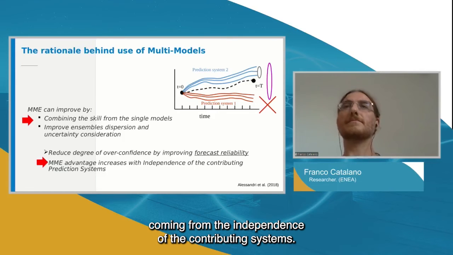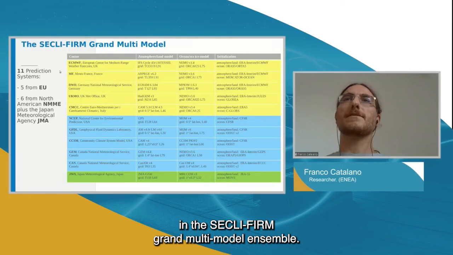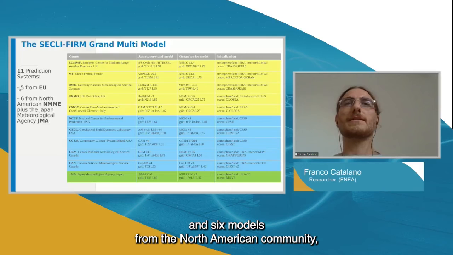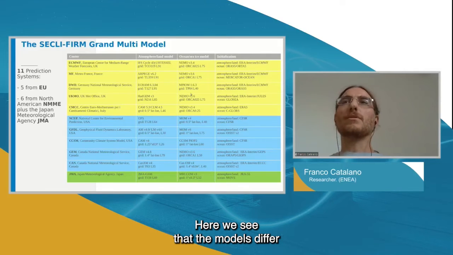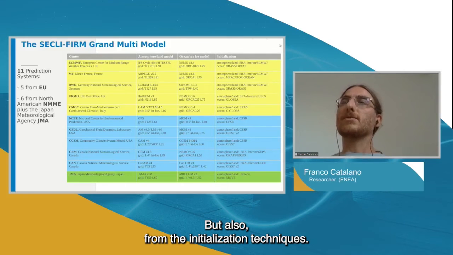So this is a table which represents the 11 prediction systems in the SECLI-FIRM Grand Multimodel Ensemble. Here we see that we have 5 models from the European community and 6 models from the North American community plus the Japan Meteorological Agency model. Here we see that the models differ by the atmosphere, land, ocean, and sea ice components, but also by the initialization techniques.